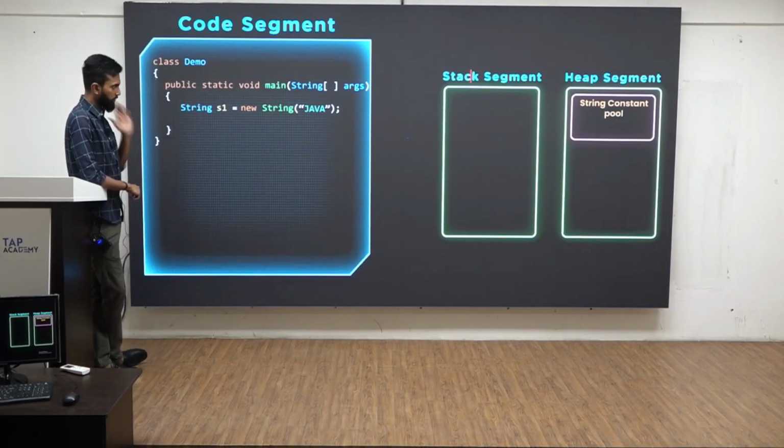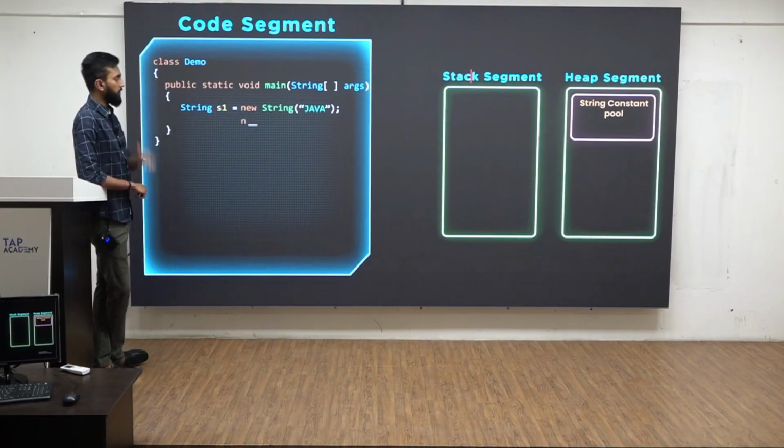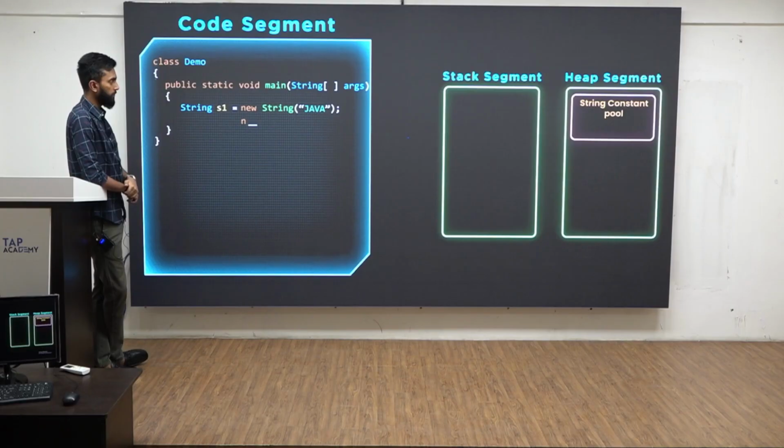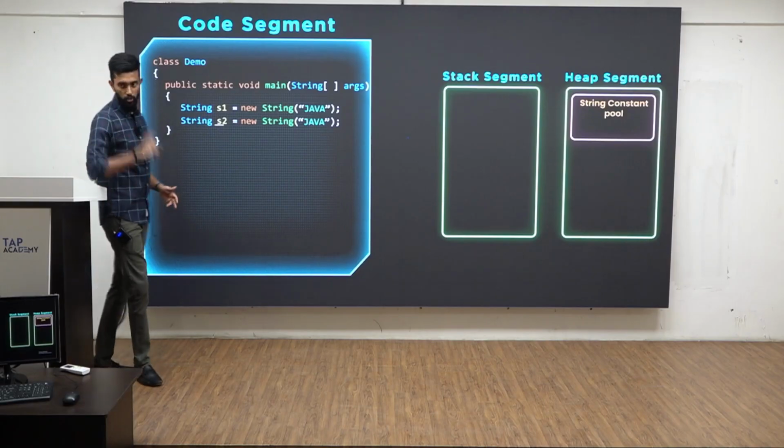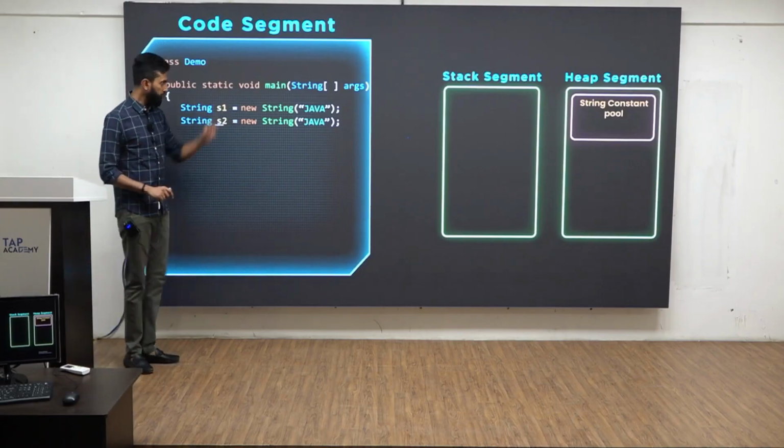Good. Next I will create one more string by telling new string like this. I will also create the string. I will call the string Java only. I will give this a reference. I will call it S2. S2 has to be of type String. Now if you have understood, you should help me with the memory.